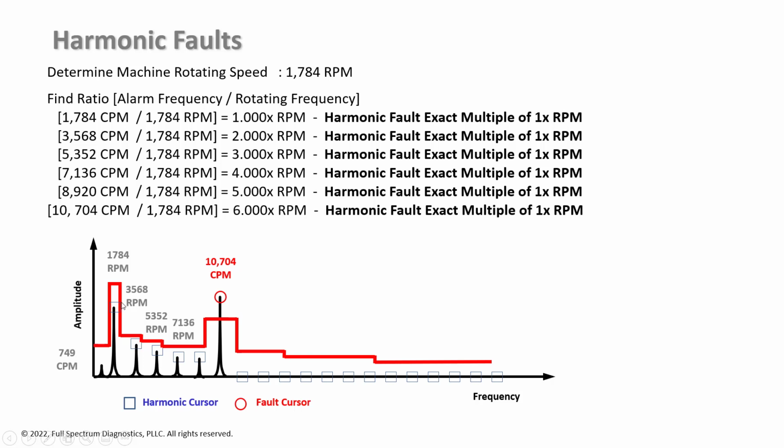I have another peak at 3568. Put my cursor on that, divide by 1784. It's twice running speed. Exactly 2 times. I have another peak at 7136, divided by running speed, it's 4 times. I have another peak at 6 times, which is 10,704 divided by 1784. I get exactly 6 times. So you get an idea. So we put our harmonic cursor on, which are all the boxes, and they all line up. If I want to look at them individually, I can put my regular cursor on there and then divide by whatever the running speed was, just like I did above here.